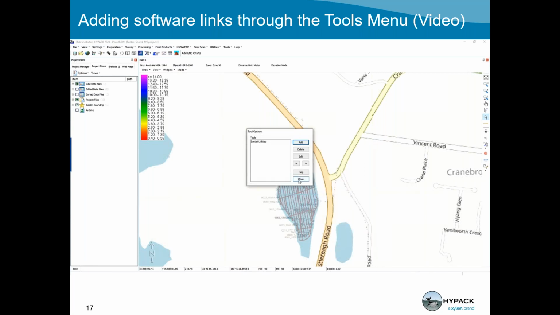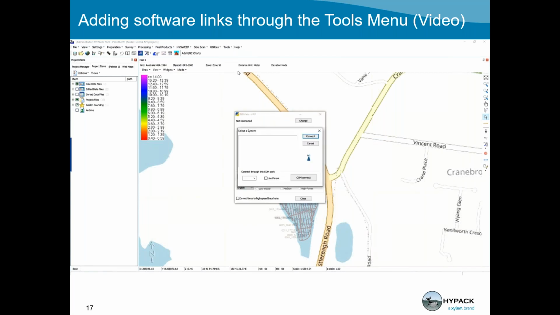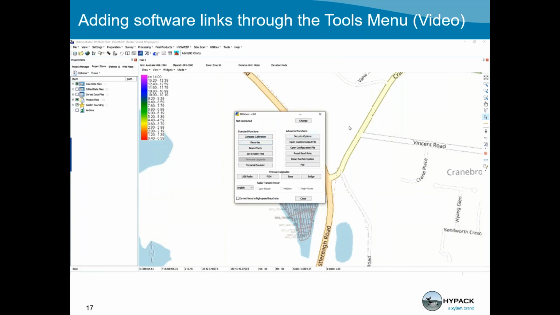I can close this again. And when I go to tools and click on SonTek, it will start the SonTek utilities automatically. So no need to go into a Windows Explorer, find the SonTek utilities and open them. You can add any software you want in this toolbox. You can even do PowerPoint if you want.